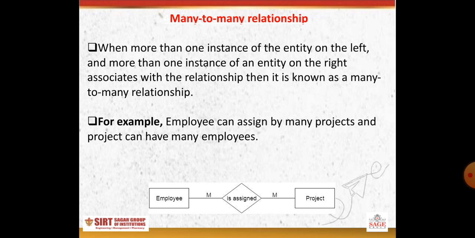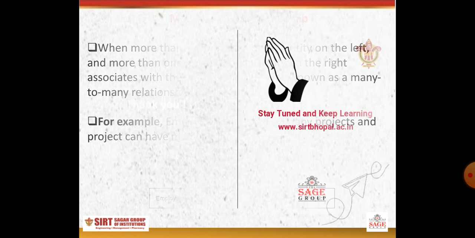Then comes many to many relationship. In many to many relationship, when more than one instance of entity on the left and more than one instance of entity on the right associate with the relationship, then it is known as many to many relationship. For example, employee can be assigned many projects and project may have many employees. The diagram shows many to many relationship example.